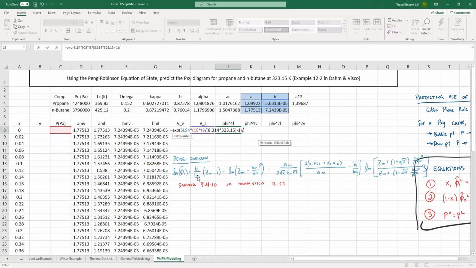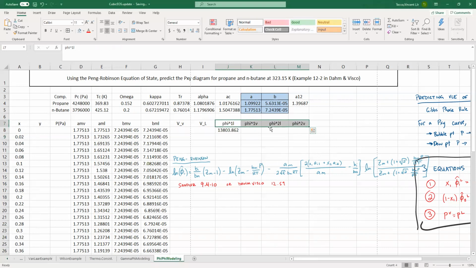So this Bm has to be B mixture for the liquid phase, because we're doing the phi of the liquid phase. So that one. And then minus ln, so going on to the next term here, minus Zm. And I almost wonder if it's worth it at this stage to, I might do that. I'm going to do exactly that. So instead of writing out Z every time, I'm going to make a column for Z.